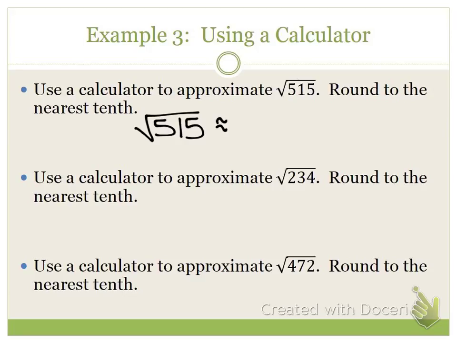You see that? Because the 9 rounds the 6 up. So approximately 22.7. Go ahead and do the other two. Find the square root and round your answer to the nearest tenth. Square root of 234 to the nearest tenth, what is it?